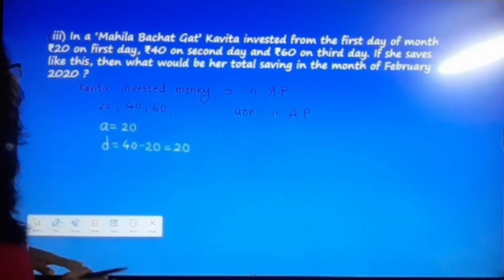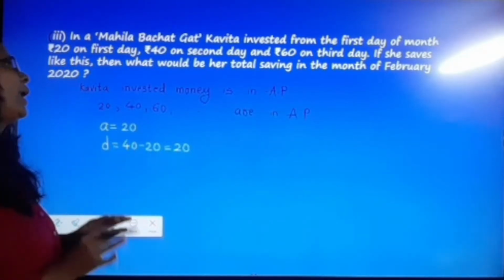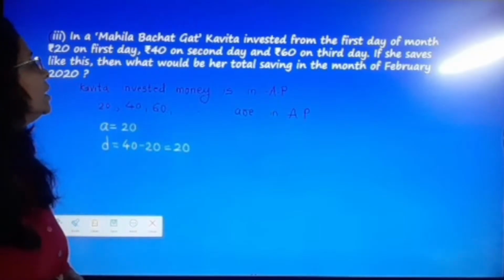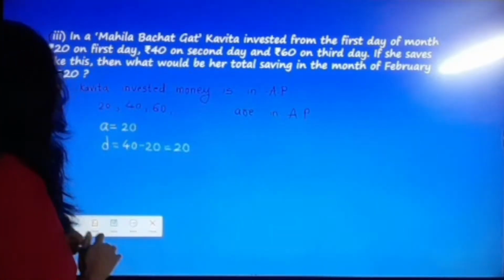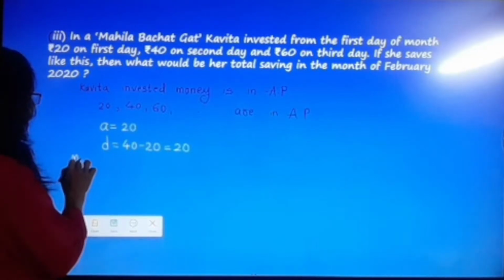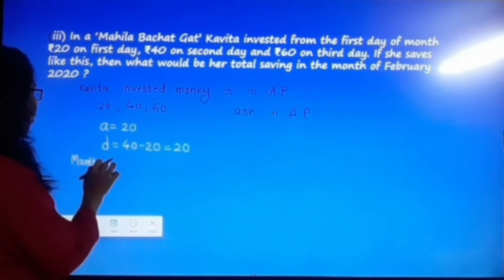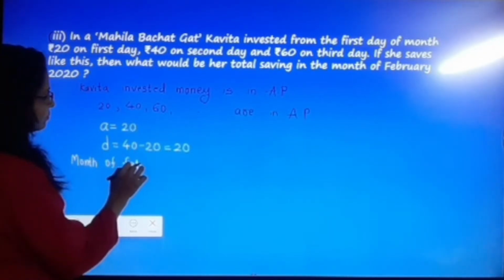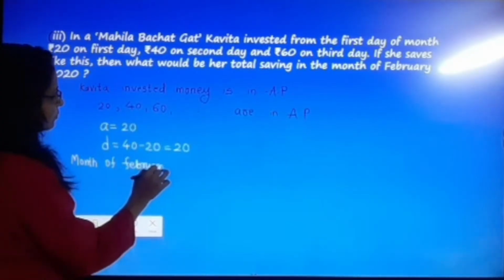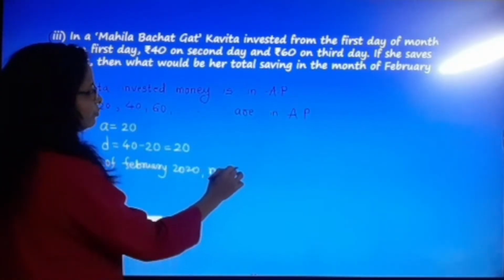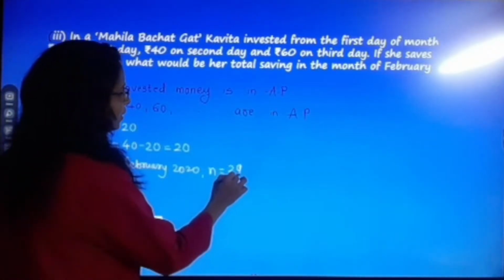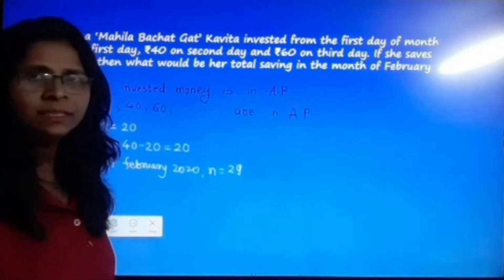Okay, now here students, what we have to calculate here? First, also write down the given value: month of February 2020. So that means students, n is equal to 29.